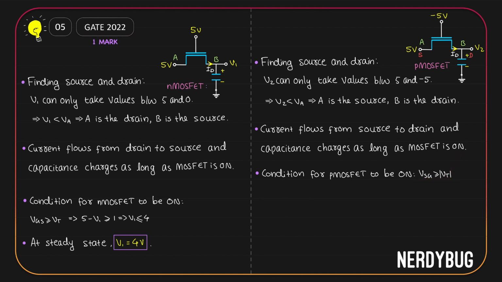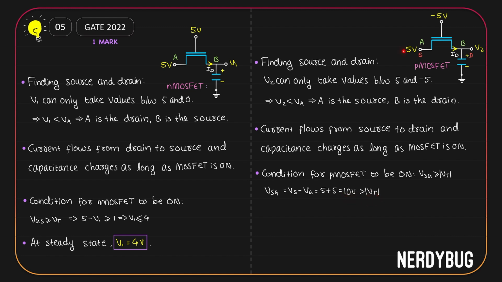Threshold voltage of a pMOSFET is negative. We only have to take the magnitude of it. Now VSG can be written as Vs minus Vg. Vs is 5 volt, Vg is minus 5 volt. So we get 5 plus 5 or 10 volt, which is greater than the magnitude of threshold voltage. Because according to the question, threshold voltage is minus 1 volt. Its magnitude is 1 volt. 10 volt is very much greater than that.